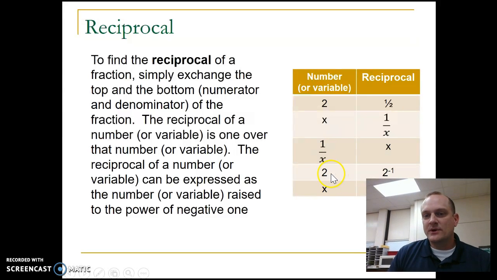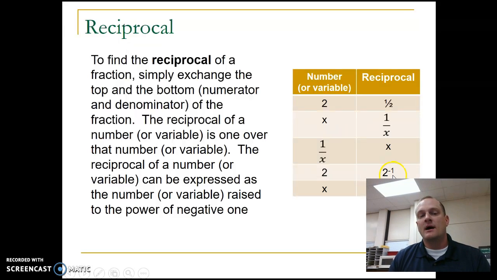Now, let's look at this number 2 again, right? So we know that 2 has a reciprocal of 1/2. Well, I could also write that as 2 raised to the negative 1 power. The laws of exponents allow me to just change the exponent to a positive or negative depending on if it's on top or if it's on bottom. As I flip those, I just change the signs on them. Same thing with x, right? So x, the reciprocal is 1 over x. Well, 1 over x is the same thing as x to the negative 1.